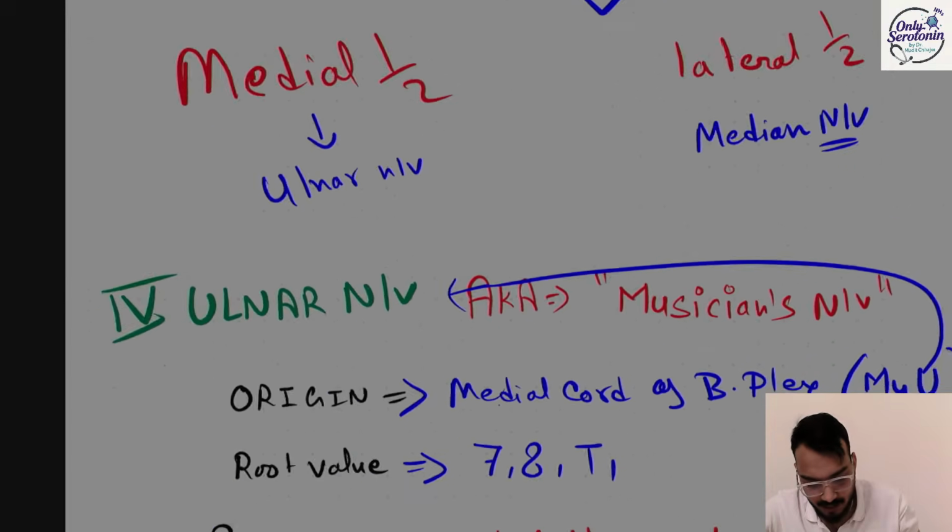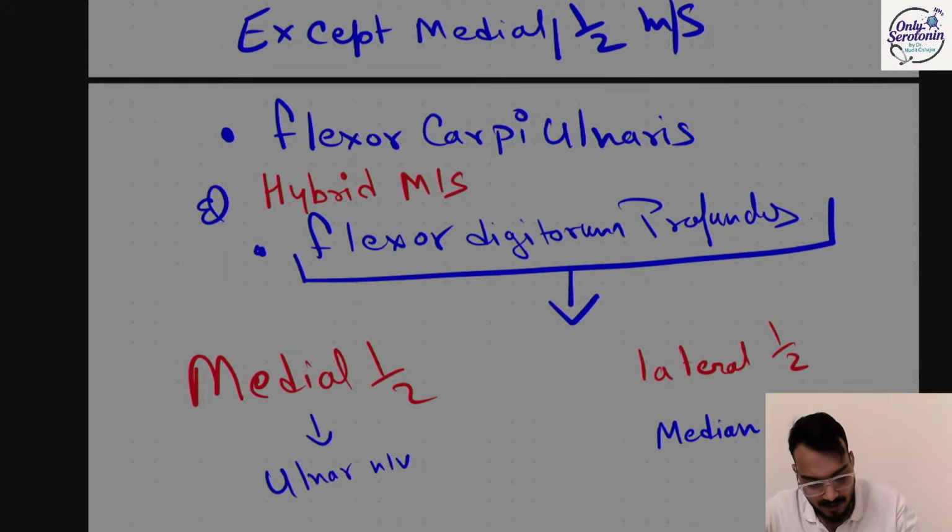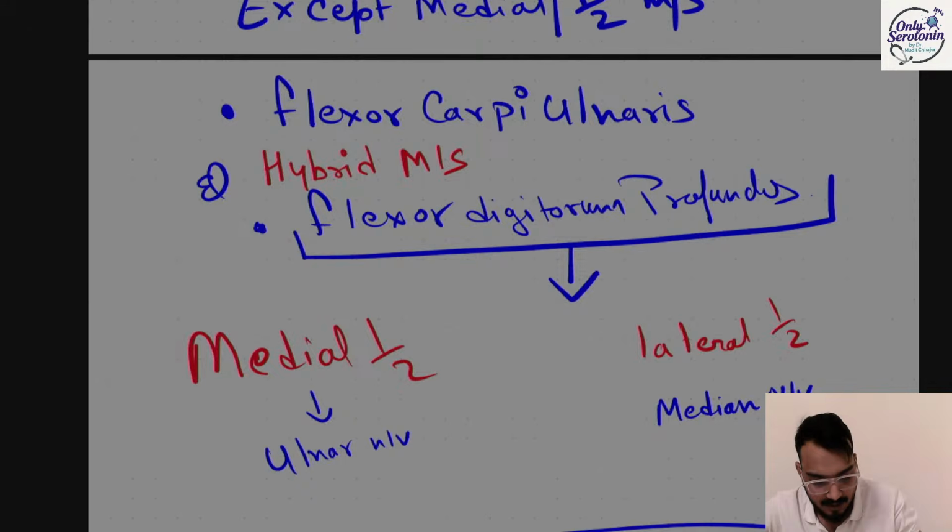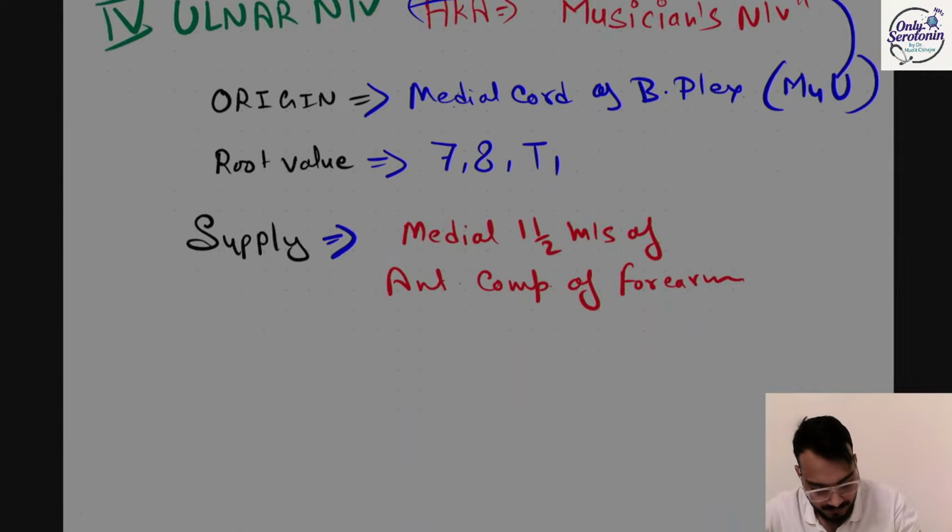Names are here already. We have discussed it. Flexor carpi ulnaris and flexor digitorum profundus.